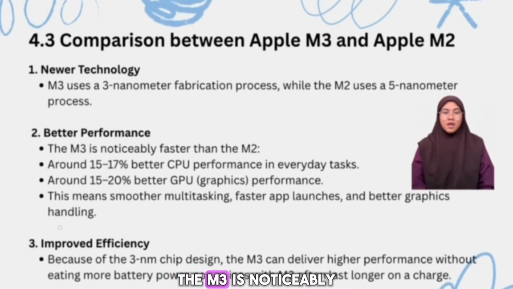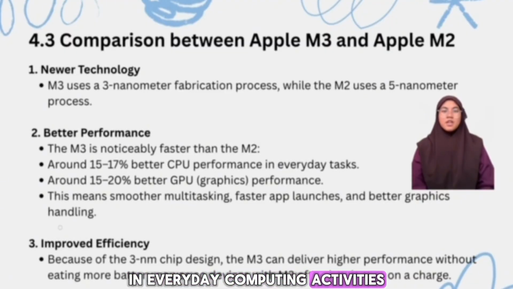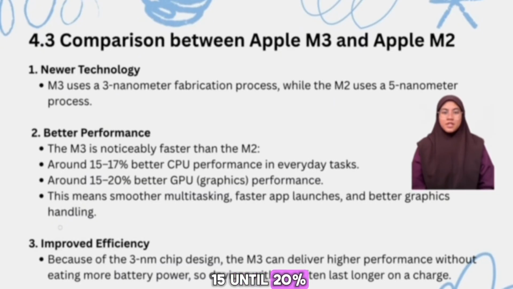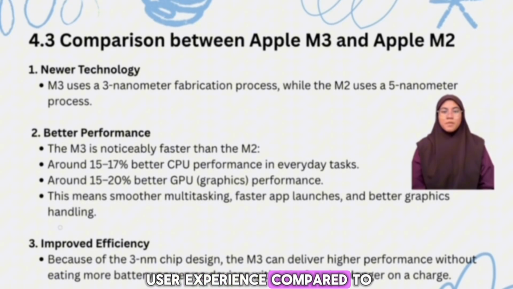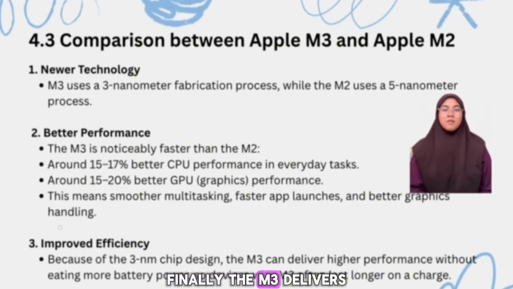In terms of performance, the M3 is noticeably faster than the M2 in both CPU and GPU tasks. It offers approximately 15 to 17% better CPU performance in everyday computing activities such as web browsing, document editing, and multitasking. Additionally, the GPU performance is improved by around 15 to 20%, leading to smoother graphics, faster rendering times, and better support for creative applications and light gaming. This improvement contributes to quicker application launches, more responsive system performance, and an overall smoother user experience compared to the M2. Finally, the M3 delivers improved power efficiency thanks to its 3nm design.